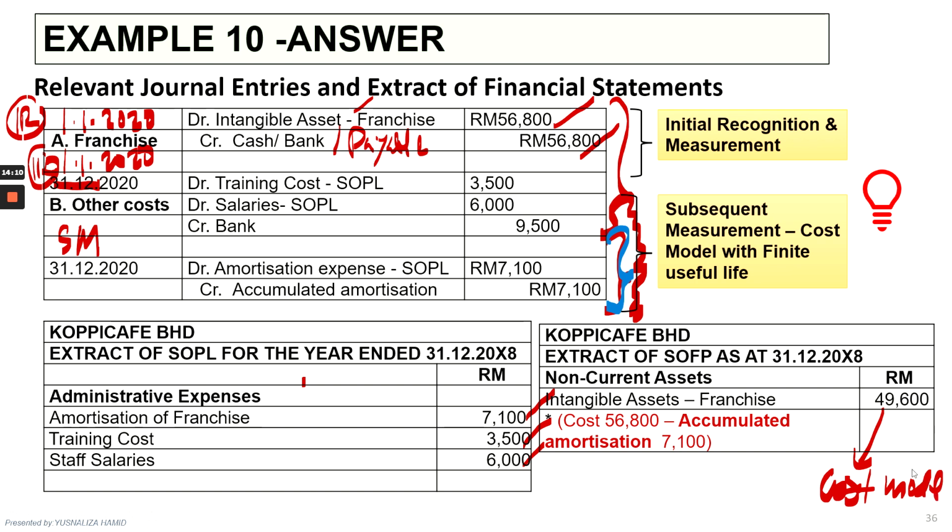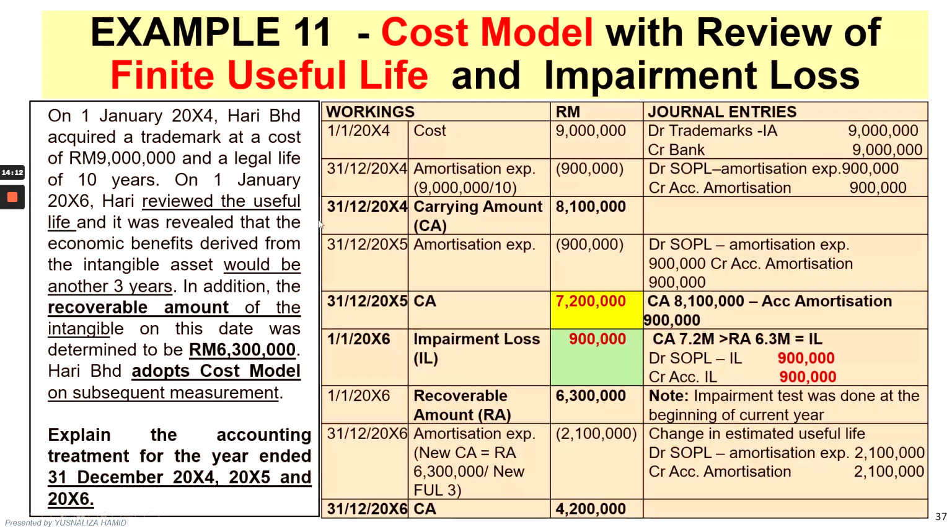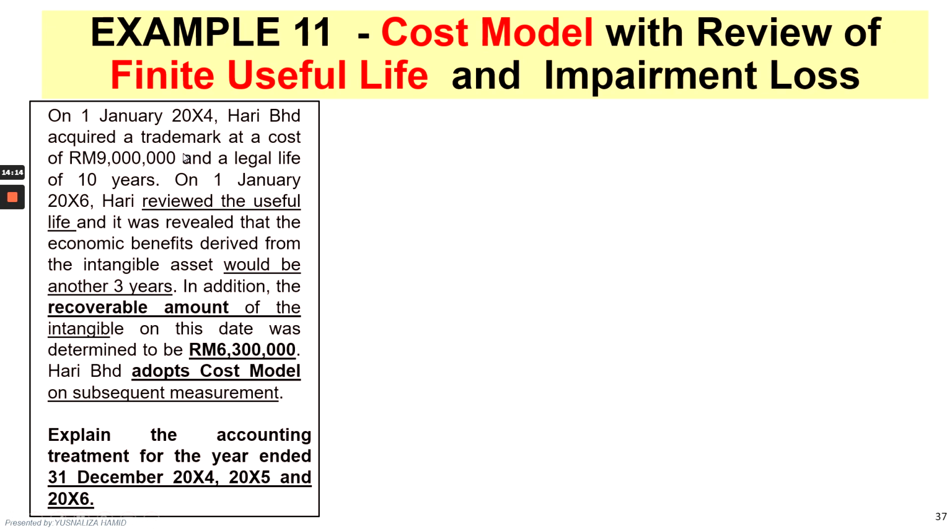Okay, next we go to the next one. This is another example on cost model where there is a review of finite useful life, and this example also has some impairment loss to be adjusted for.